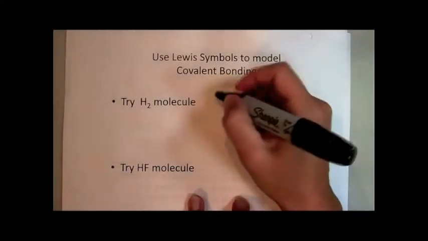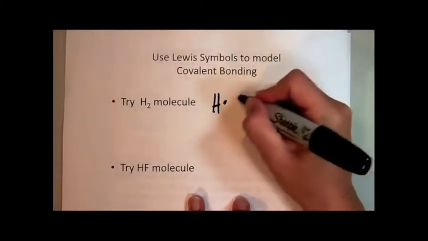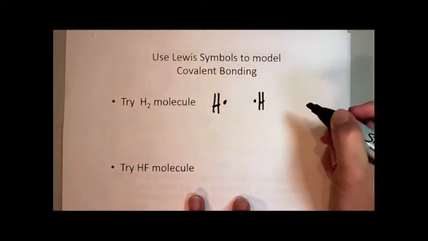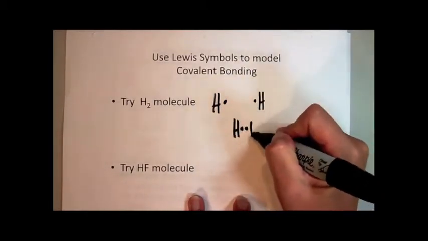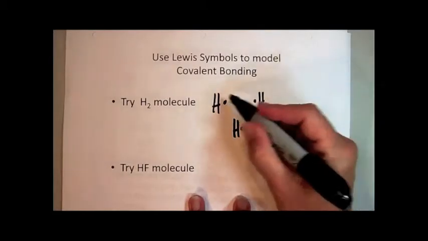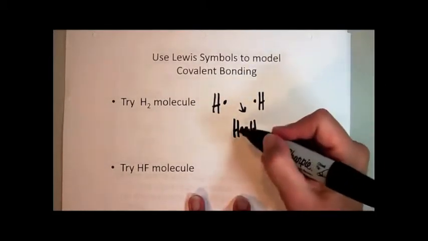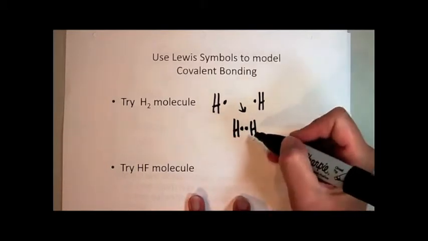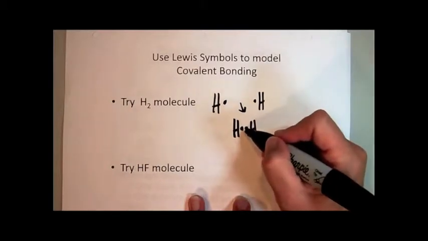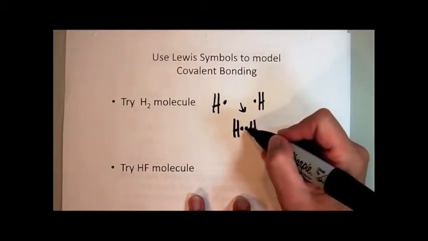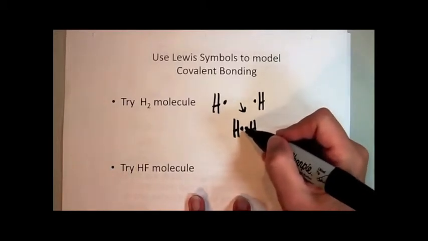So for hydrogen, if we use the Lewis symbol, there's one atom and here's another atom of hydrogen. What's going to happen is they're going to come together in space. You're going to end up with these two electrons near each other between these two atoms, okay? And so a covalent bond is a shared pair of electrons. These two electrons are shared between these two hydrogen atoms.